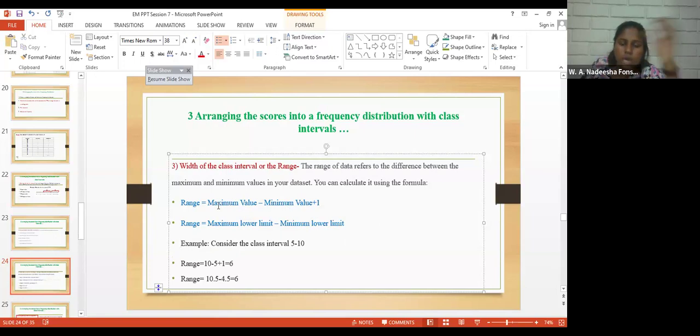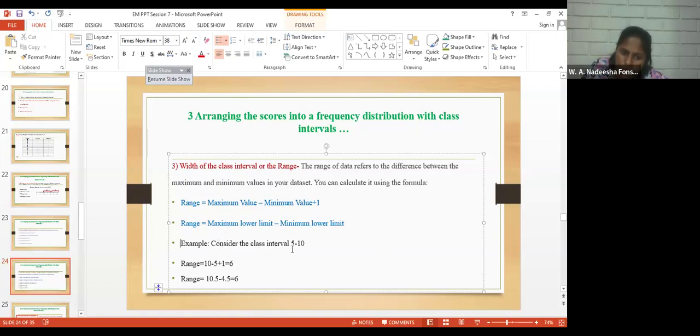Because when you consider the upper value and lower value, before the lower value there is 0.5, and after the higher value there is also 0.5. That is why we have to add plus 1 here. But when you consider limits, there is 0.5 and 0.5 already included here. So no need to add plus 1.